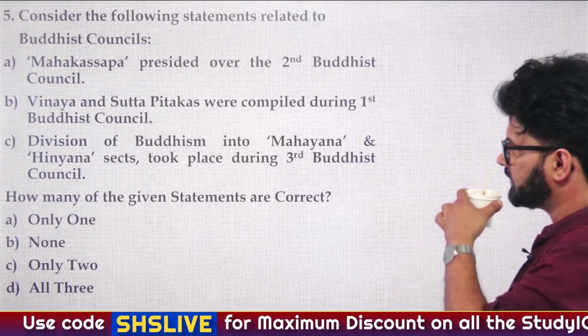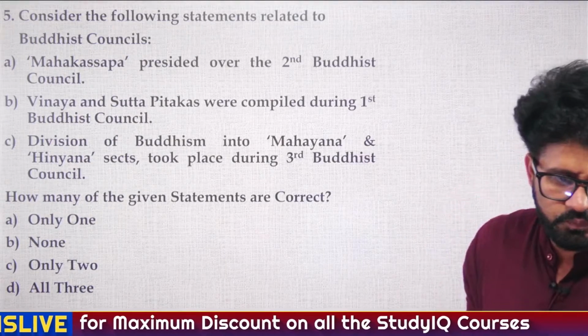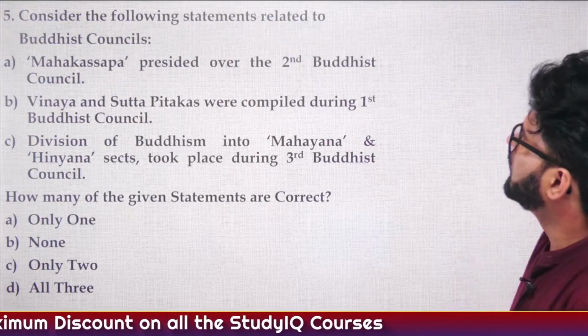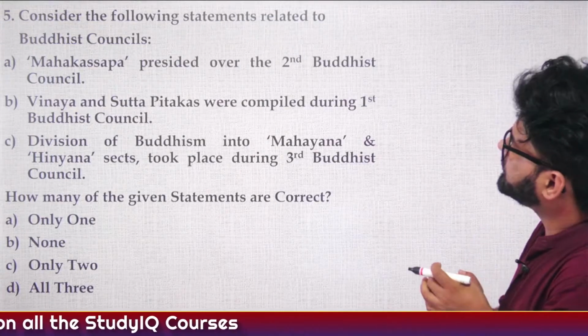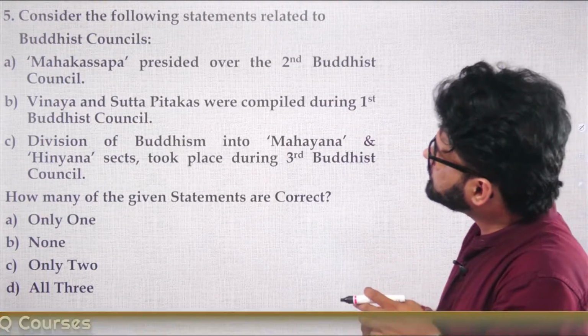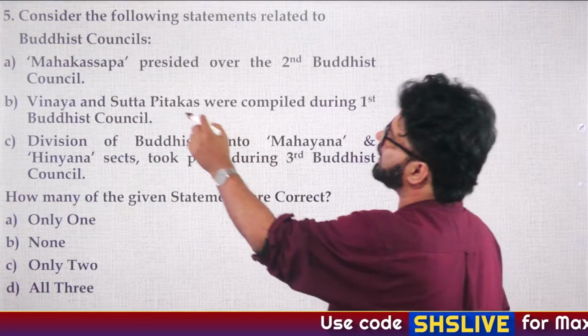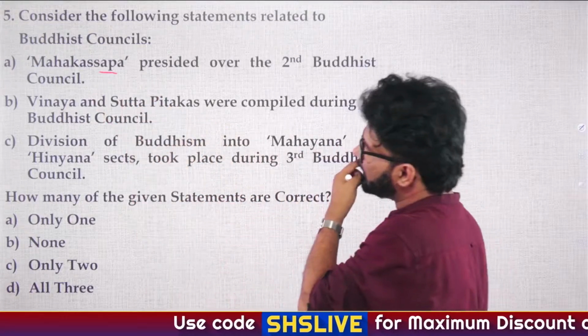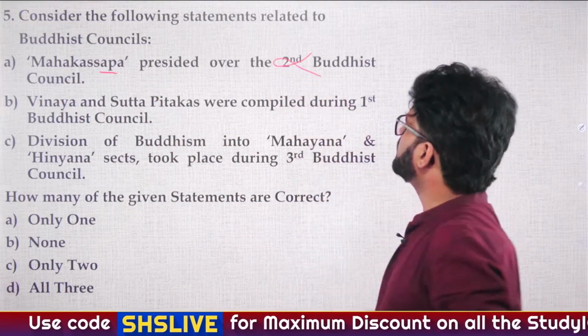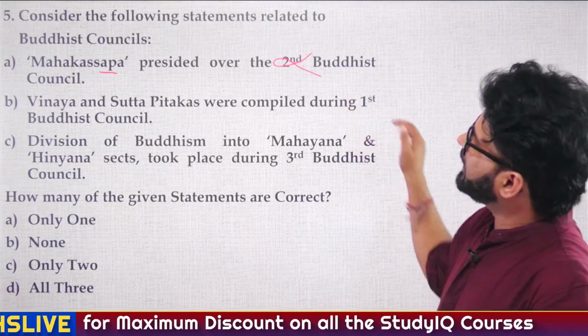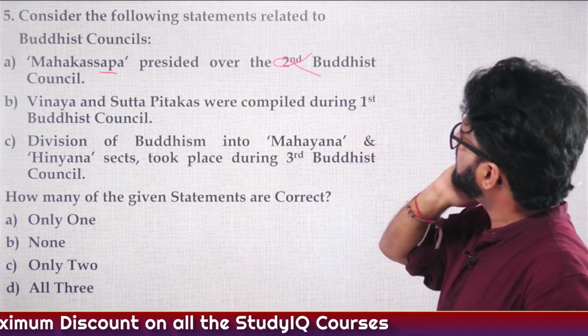Jack has given the answer. The first statement is: Mahakashyapa presided over the second Buddhist council. No, he did not. He presided over the first Buddhist council. Sabakami presided over the second Buddhist council. So eliminate this option, and again go back to the Buddhism lecture and revise it.